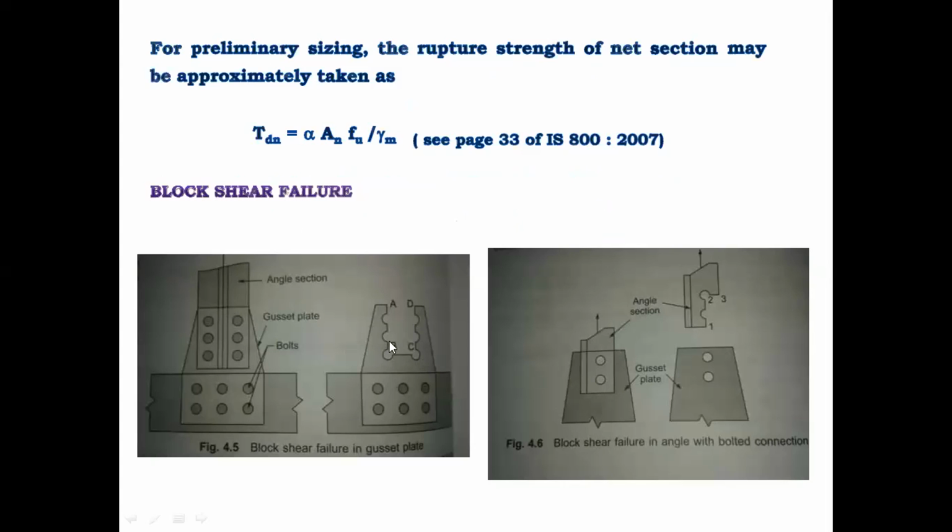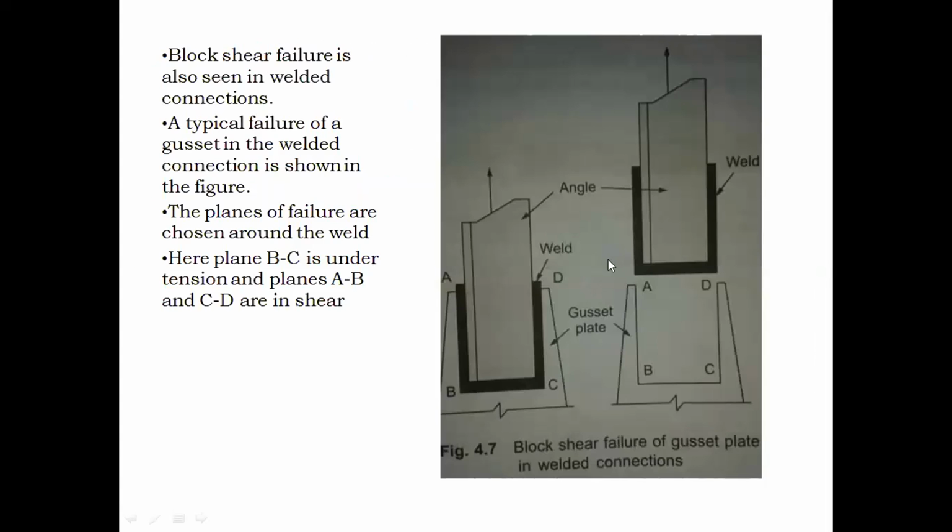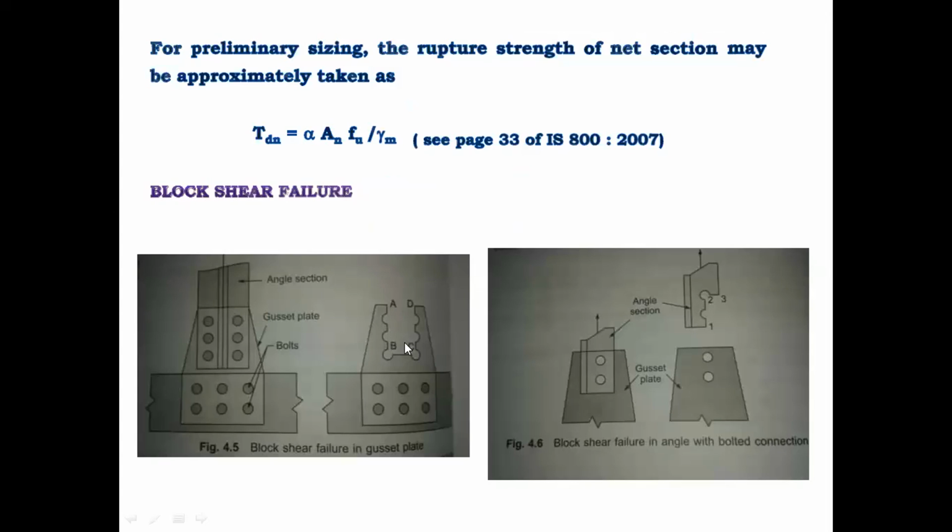There are two shear planes. This is one shear plane and this is the other shear plane, isn't it? This is how the block shear happens. The planes parallel to the load are called shear planes, and the plane perpendicular to the load direction is called a tension plane, right? Here you can see an angle connected to the gusset plate, where you can see only two planes. This plane is a tension plane, which is perpendicular to the load direction, and this one is parallel to the load direction. This is the shear plane and this is the tension plane, isn't it?